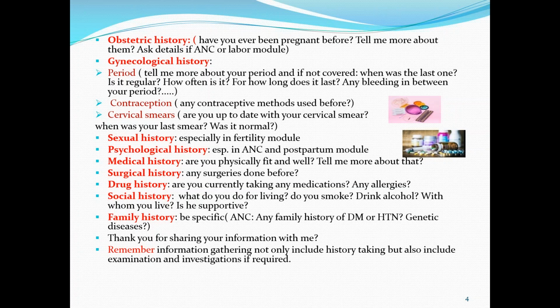And when you ask about the family history, try to be specific. Let's say it's antenatal care module, so I will ask any family history of diabetes or hypertension or genetic disease. In this task, there is premature ovarian insufficiency, so I need to ask if there is any family history of similar condition in your family. So be specific when you ask about the family history. After finishing your history, say thank you for sharing your information with me. And don't forget that information gathering not only includes history taking, but also it includes examination and investigations if required.